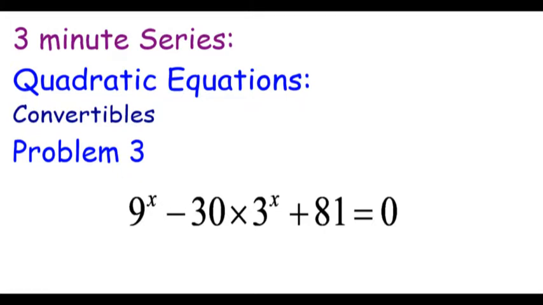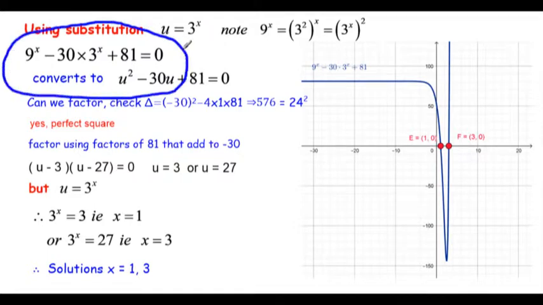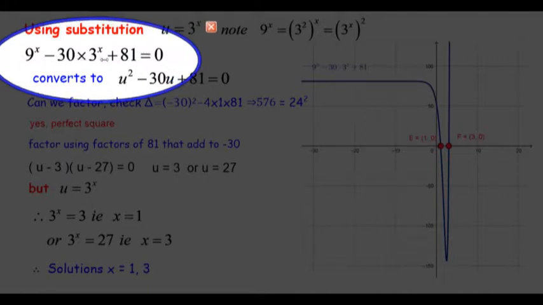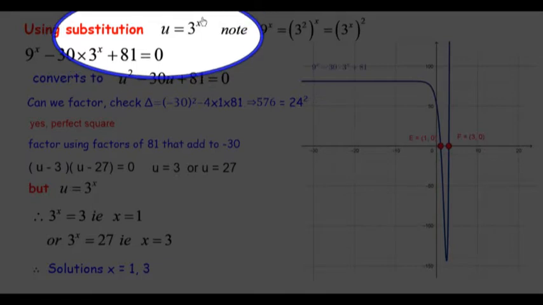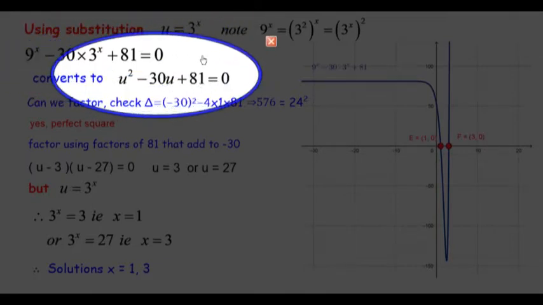So let's have a look how we do that. The first thing is, what are we going to do for the substitution? Well, I always think with these equations reducible to quadratics via substitutions, sometimes the substitution is actually staring you right in the face, and you can see here minus 30 times 3 to the x. Normally with the exponential ones, it's next to the middle term. So if we let u equals 3 to the x, we now get u squared minus 30u plus 81.